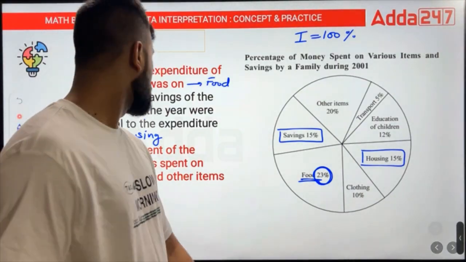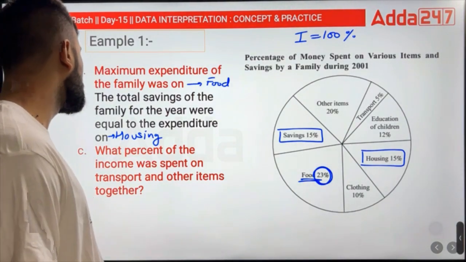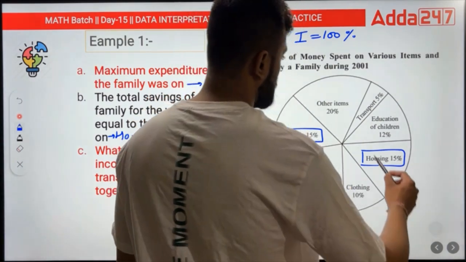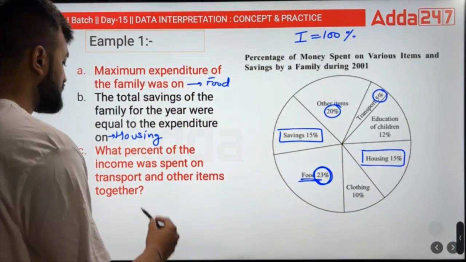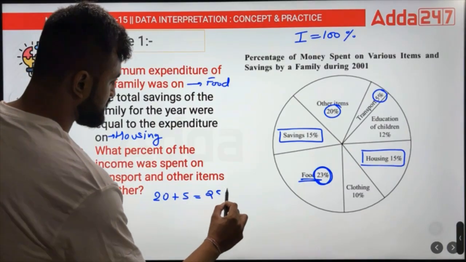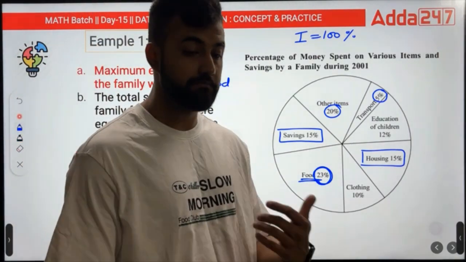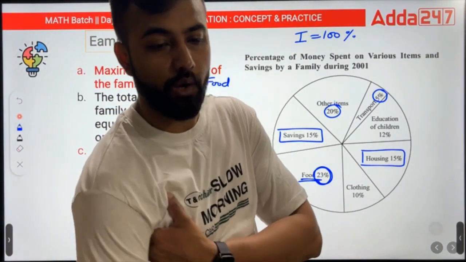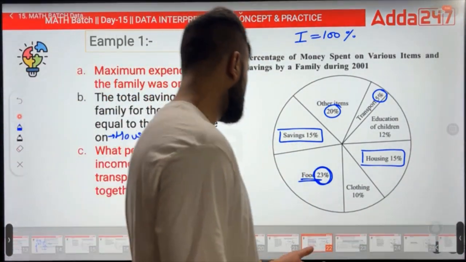Okay. Next one. What percent of the income was spent on transport and other items together? Transport is 5% and other items 20%. So 20 plus 5 is nothing but 25%. So 25% of that person's income is going towards other items and transportation. Okay, I hope it is clear. This is the pie chart.